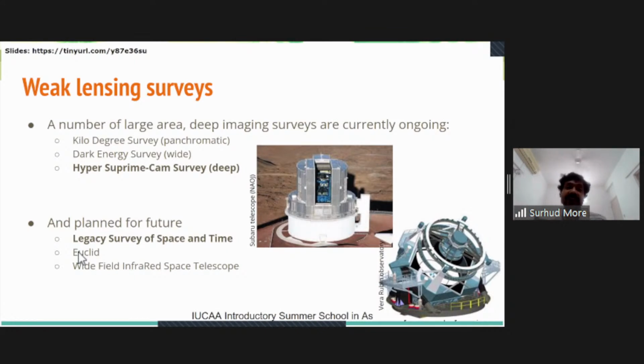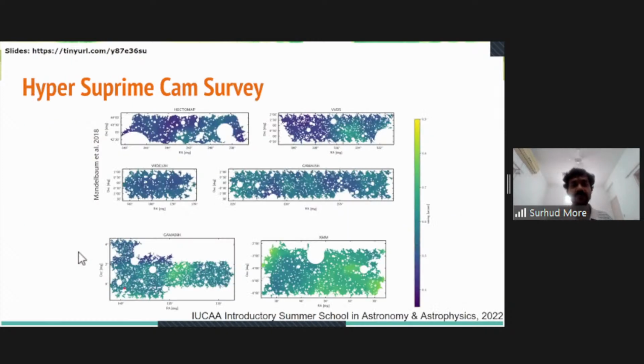But it also has its cons because you cannot put such a big mirror. LSST has a bigger mirror, so it can see even fainter galaxies. While Euclid, because it's in space, can see them much better, but the area of the telescope is not as big as the area of the LSST. And then finally, there's also this thing called WFIRST or Roman. So there are multiple surveys which are also being planned for the future.